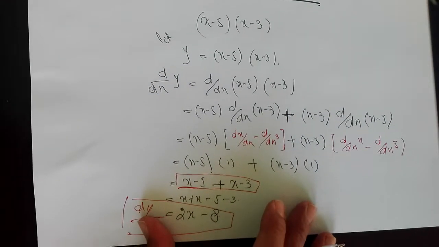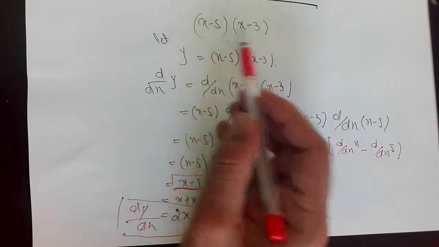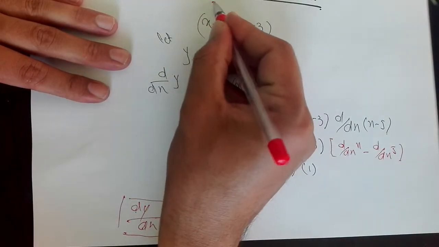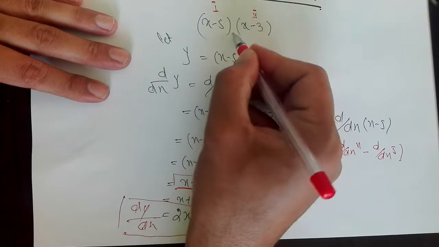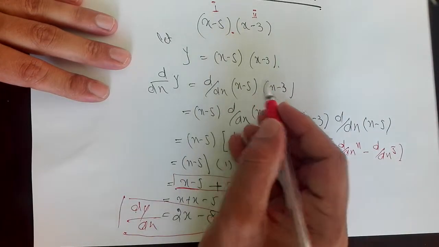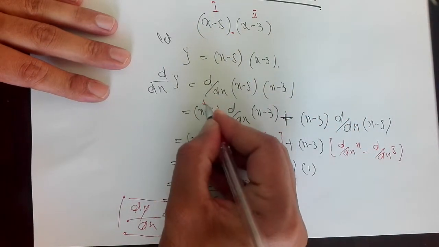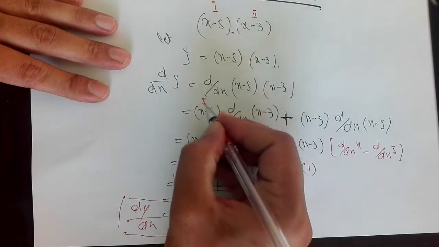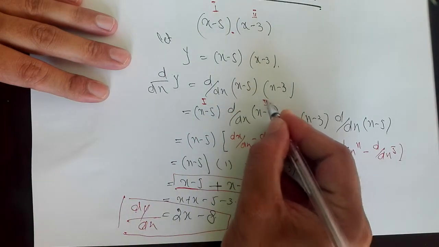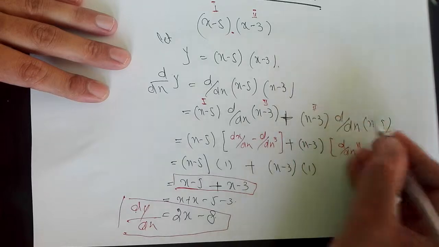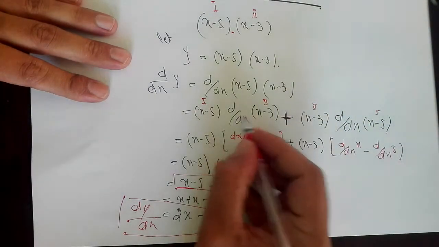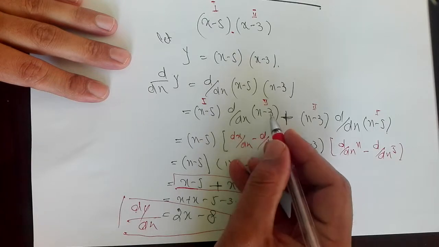So I am repeating it. We have a first function and a second function. We have two functions here, first and second, and they are multiplying with each other. What I did, I told you in the previous video about the product rule. First is the same, we take the derivative of the second. Now second is the same, I take the derivative of the first function.